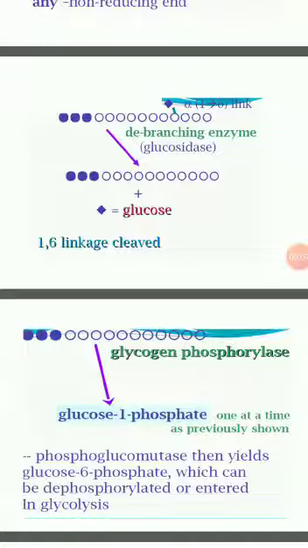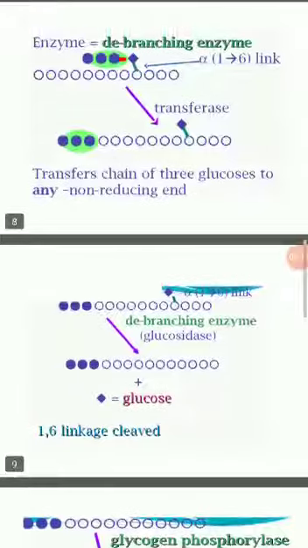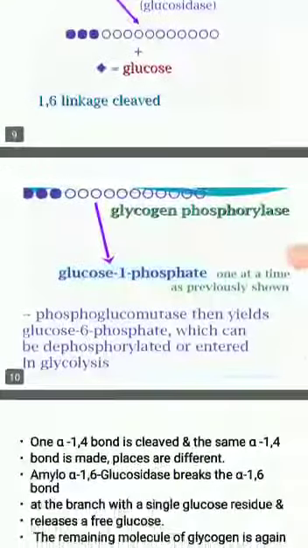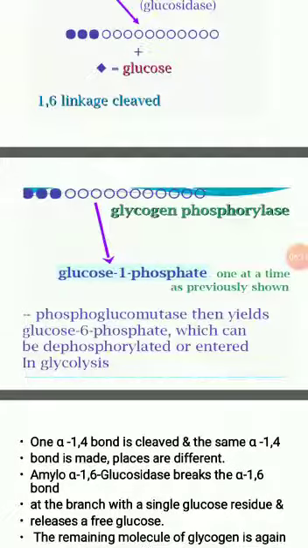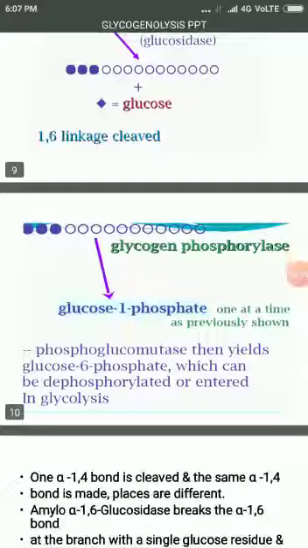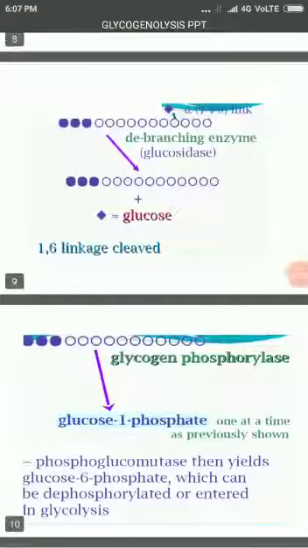You can see the same alpha 1,4 bond which is cleaved in this slide is formed at different places. The same alpha 1,4 bond is made at different places. So this amylo alpha 1,6 glucosidase enzyme breaks the alpha 1,6 linkage.